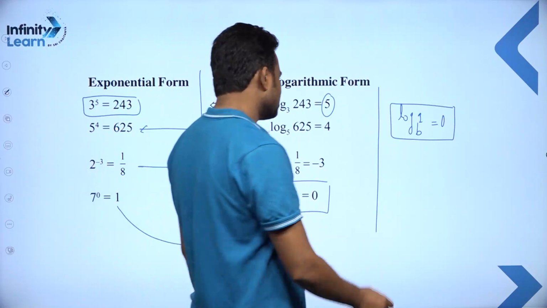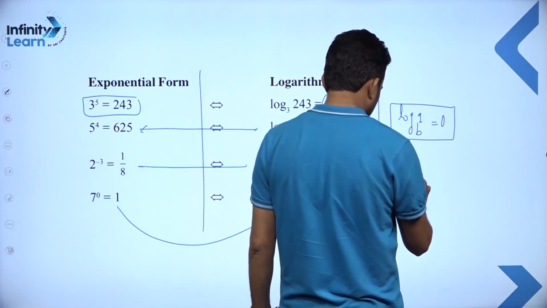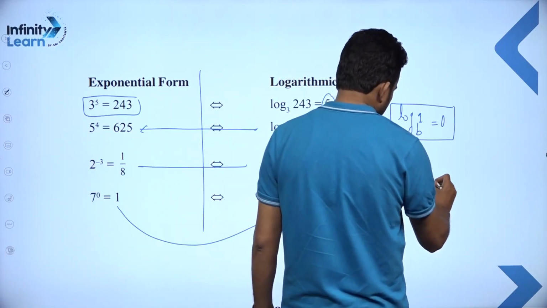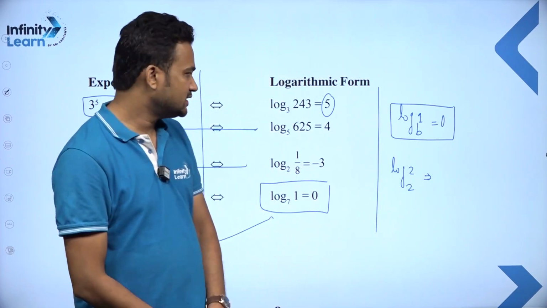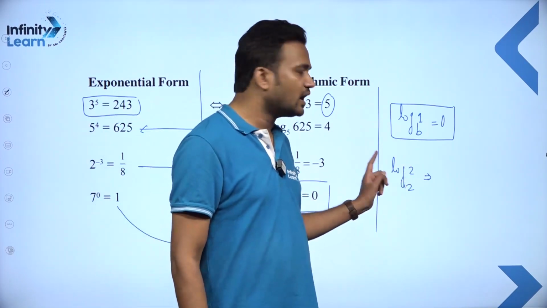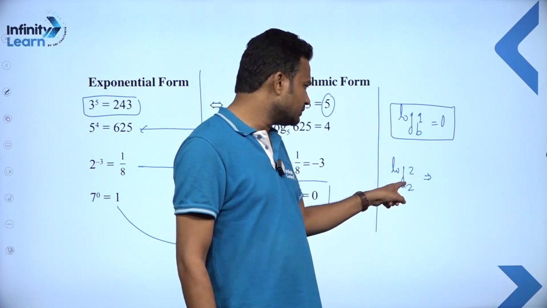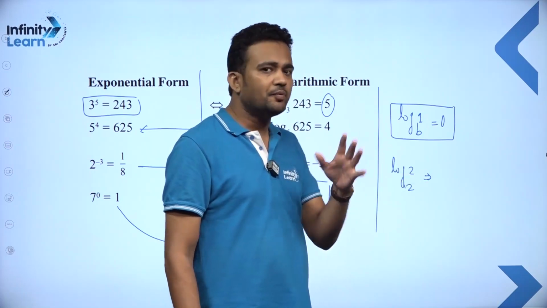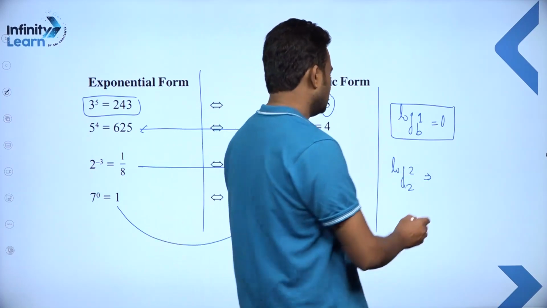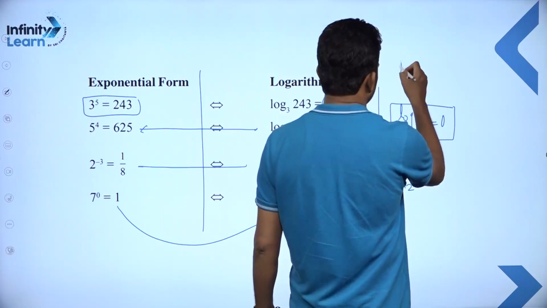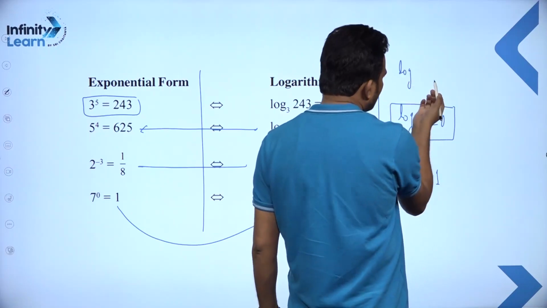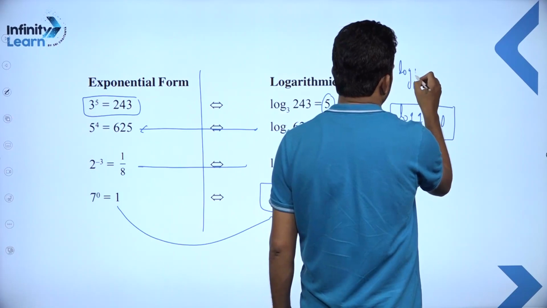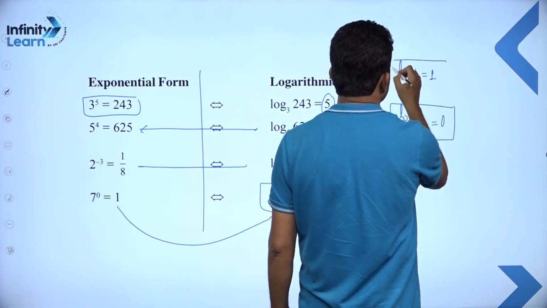If I ask guys, what is the value of log 2 base 2? Means this argument and this base are the same. So how many times should we multiply 2 to get 2? Then obviously the answer should be 1. So we can make a formula. If base and argument are the same, suppose this is b and b, then the result is always 1.